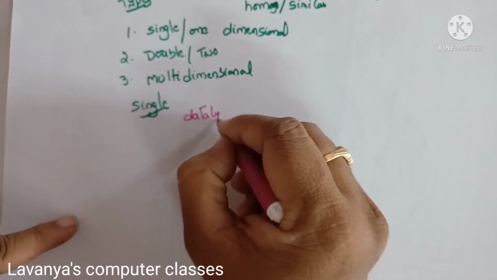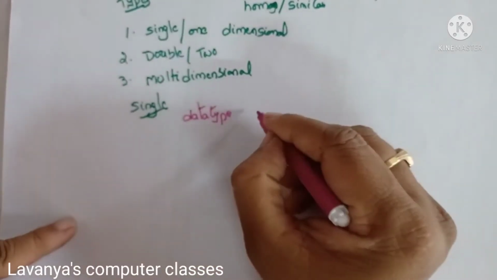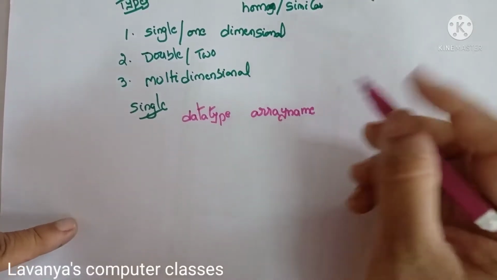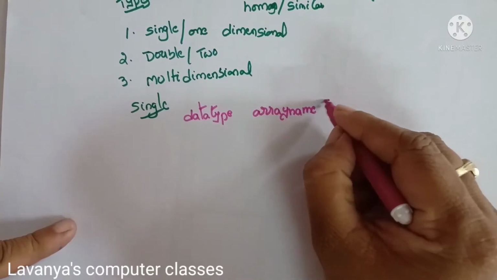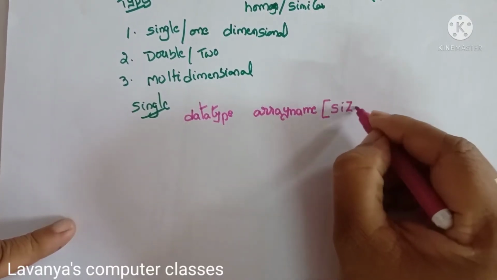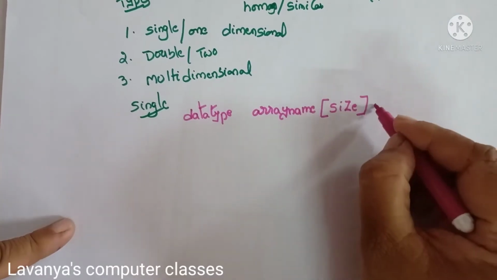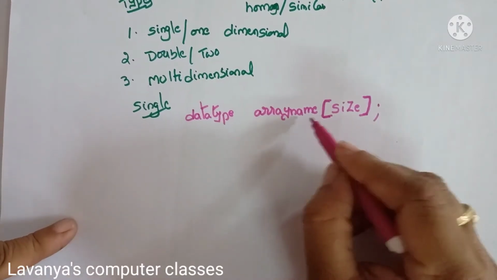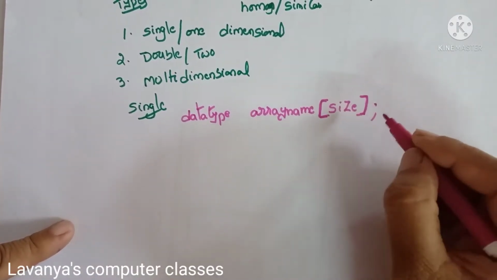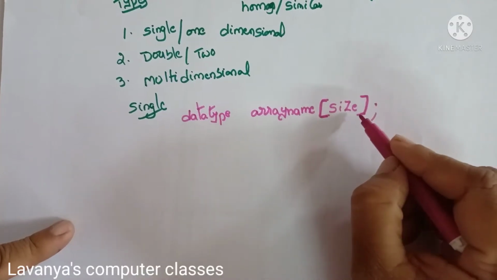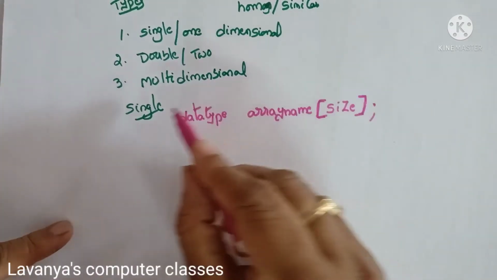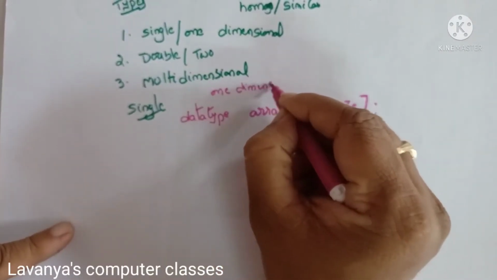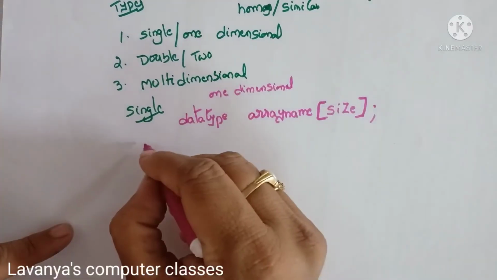For the single dimensional array, first we go for the syntax. The array declaration is also like a normal declaration. The syntax is first the data type, then the name of the array, and we specify the size because it is a collection of elements. The size must be kept in square brackets. Since it is a single dimensional array, we have only one subscript. The size is kept in that place, and that is called the subscript. Any array containing one subscript is called a single dimensional array, and it ends with a semicolon. This is the syntax of a one dimensional array.